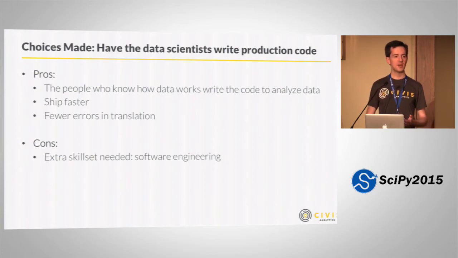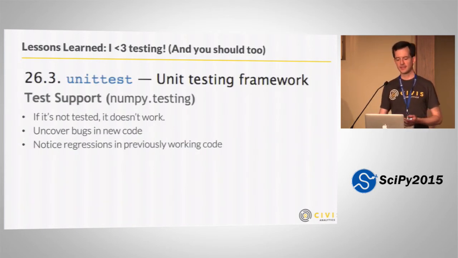The cons, of course, are that software engineering is really an entire skill set, and just because you can write Python code that develops good models doesn't necessarily mean that you know what it takes to ship production code. So that's an extra skill set that you have to learn. Talk to the software engineers that are working with you, find resources online.